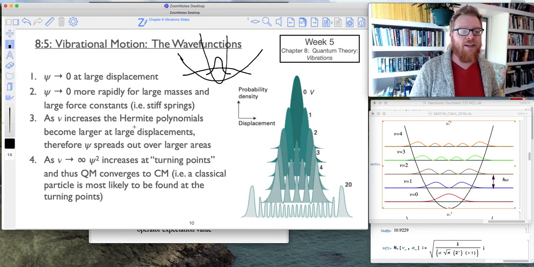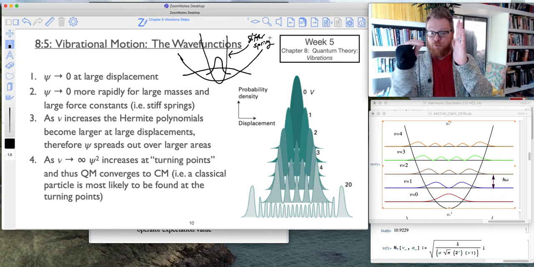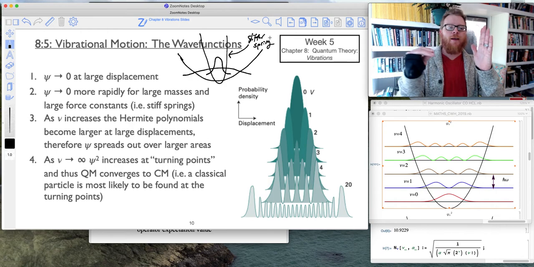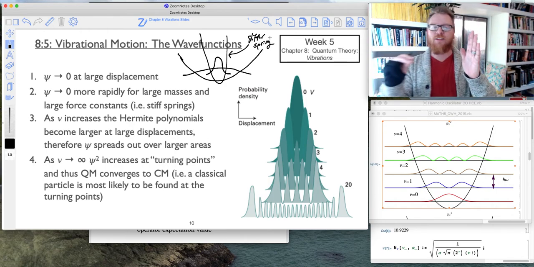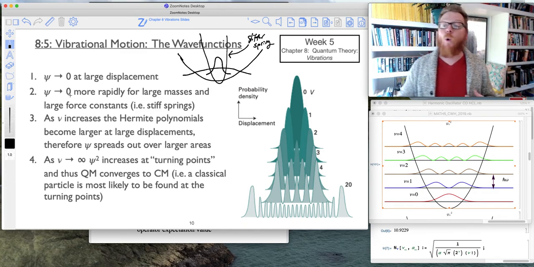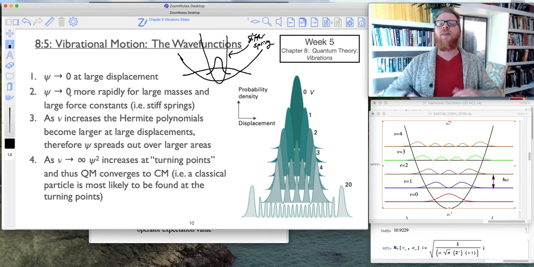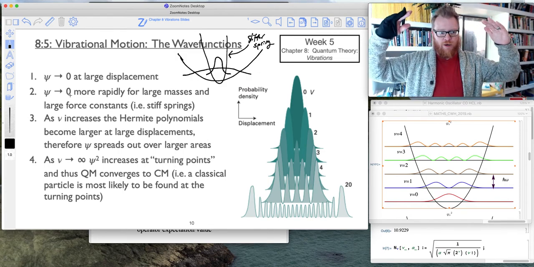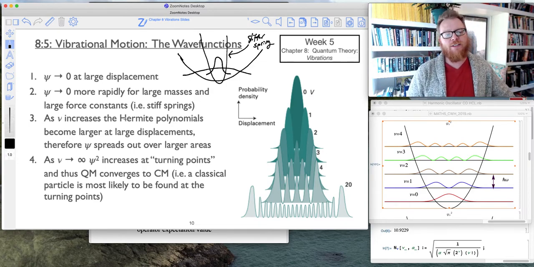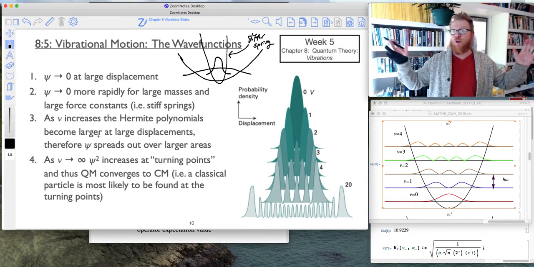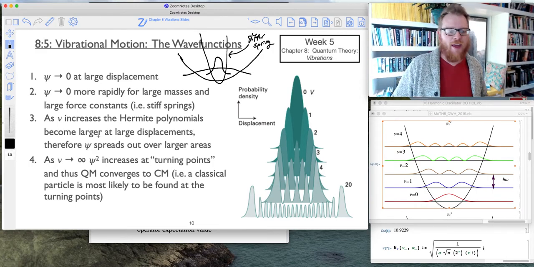And what that means more rapidly is, as it turns out, this picture that I've drawn right here is a stiffer spring. So if I go back to this picture where this is oscillating, a stiffer spring would have an oscillation that looks like this, whereas a less stiff spring would have a slower oscillation. And so this psi approaches 0 more rapidly. So that means the wave function is going up and down a lot more chaotically than some smooth, spread out wave function. Okay. So as nu increases, the Hermite polynomials become larger at large displacements. And what that means is psi spreads out over larger areas.